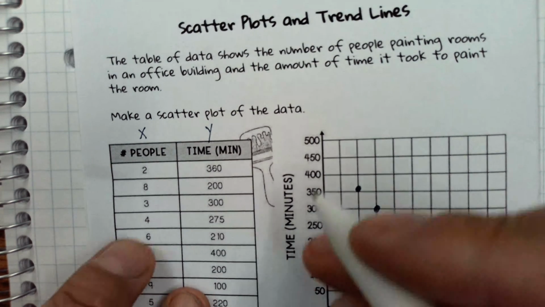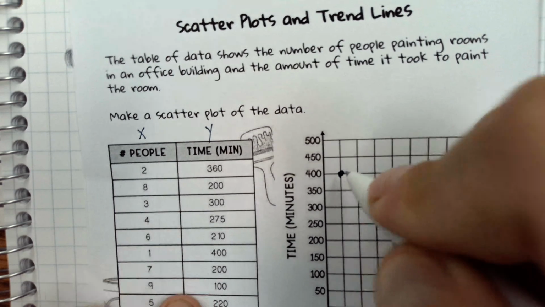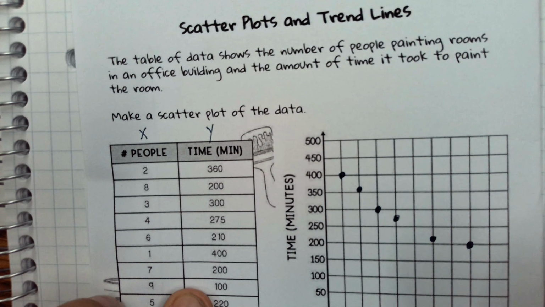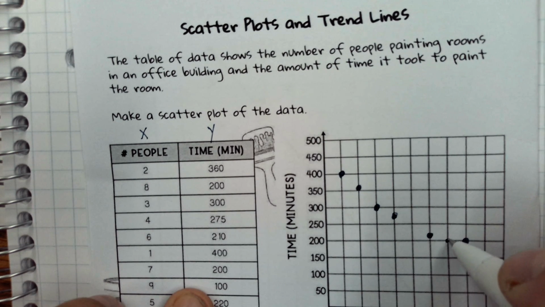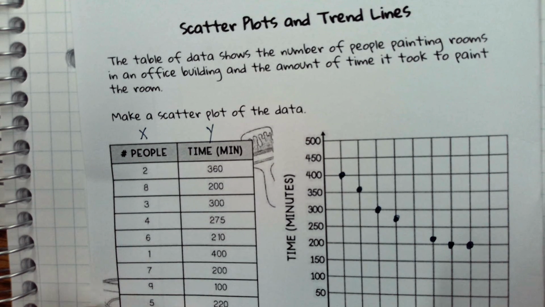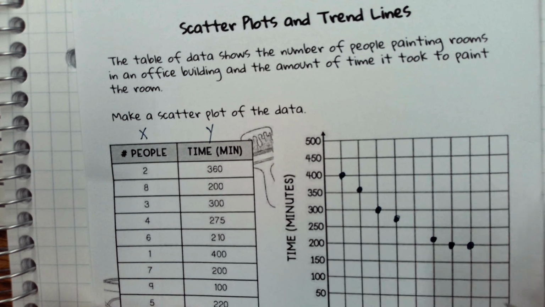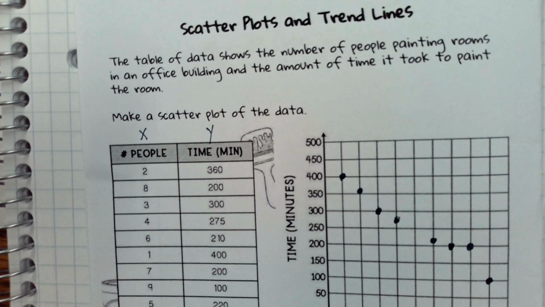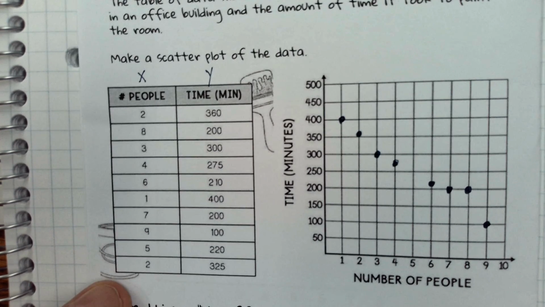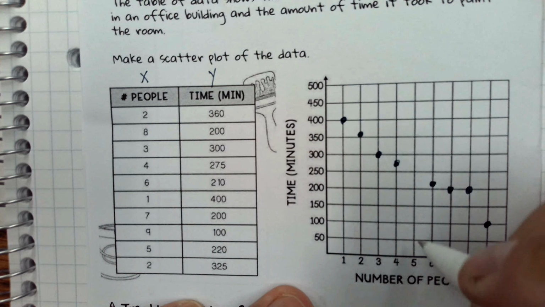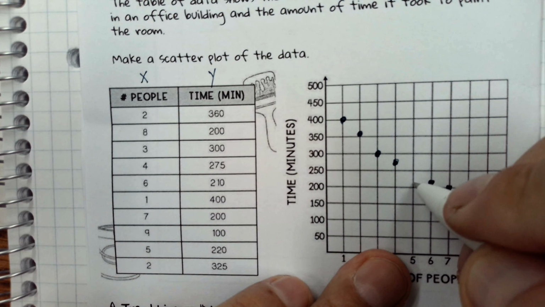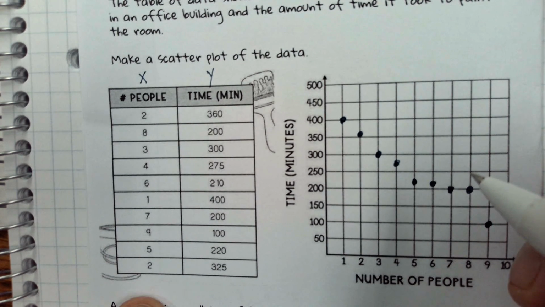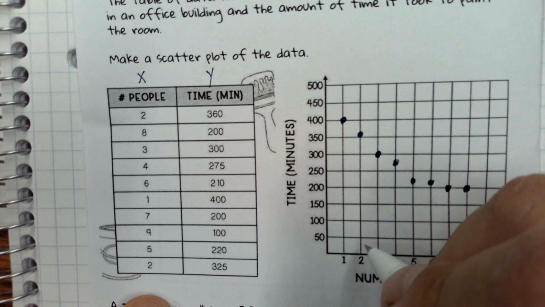1 and 400. 7 and 200. 9 and 100. 5 and 220. 2 and 325.